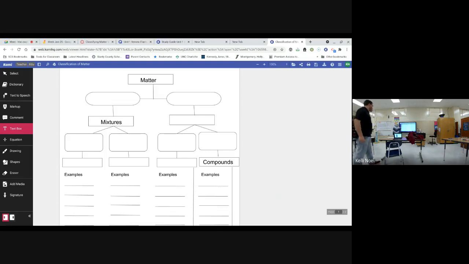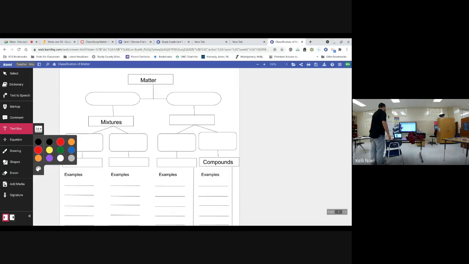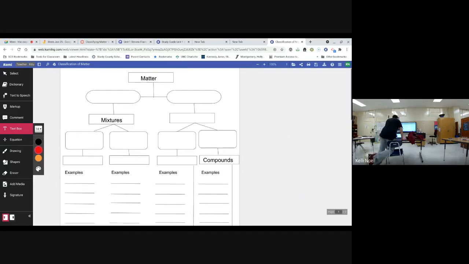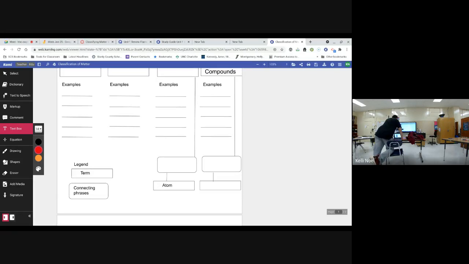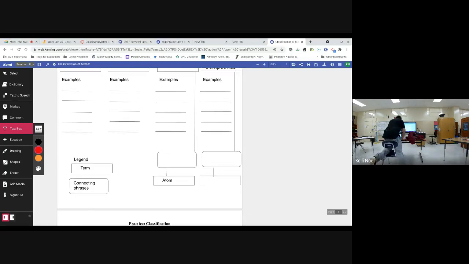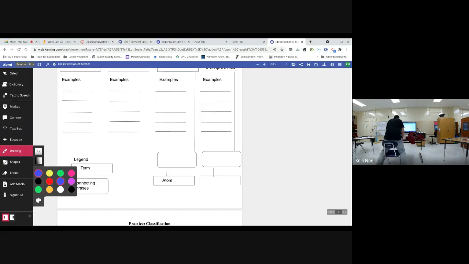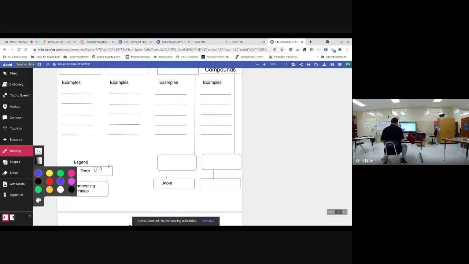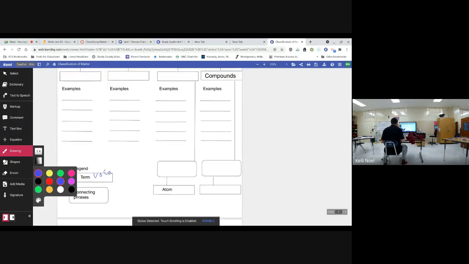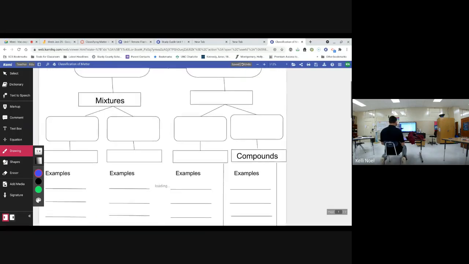All right, so if you look down here at the bottom, if it is a rectangle, it's going to be like a vocabulary word. This is going to be a vocab word. Connecting phrases are going to be a way to connect the terms. So I'm going to just start typing in a minute up here in text boxes.